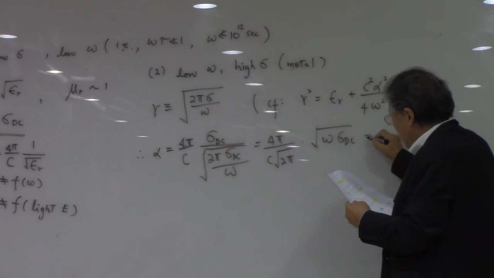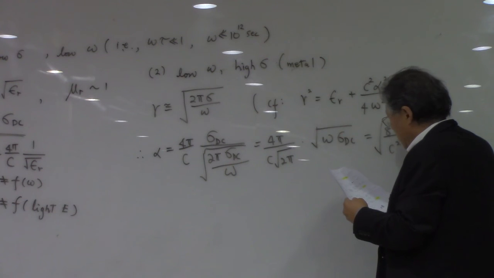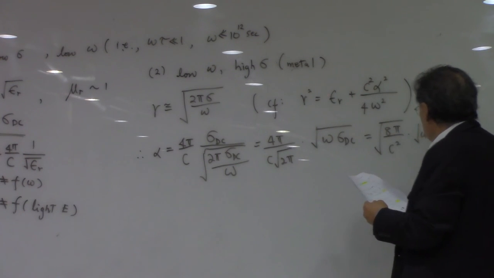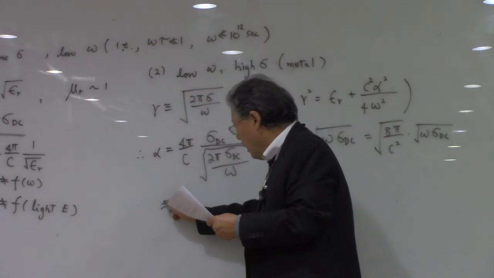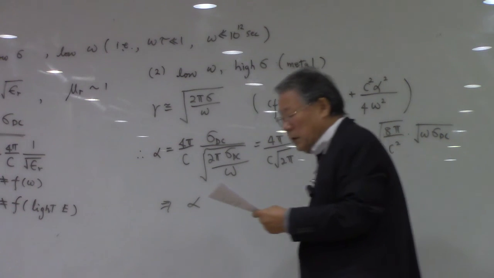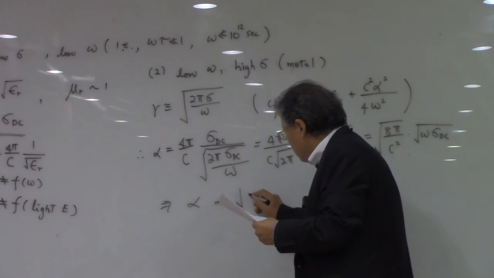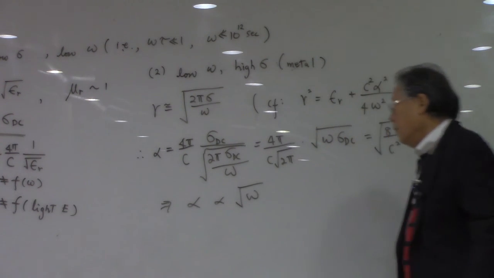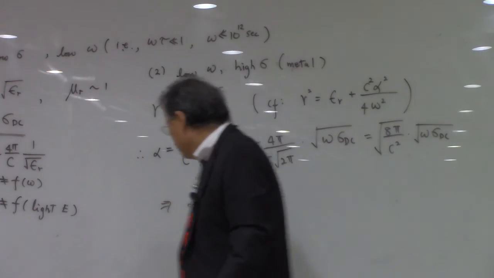And then that is 8 pi over C square omega sigma dc. Something like this. This means now the absorption constant is proportional to square root of frequency of the light. Okay? That is different from this case.